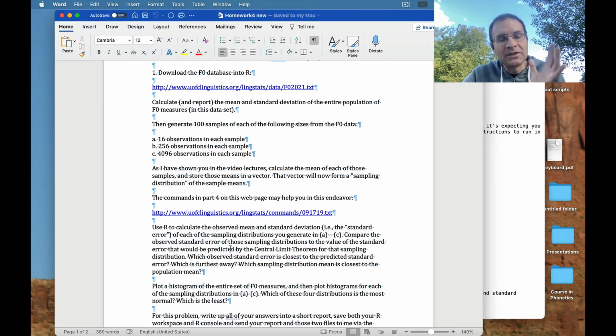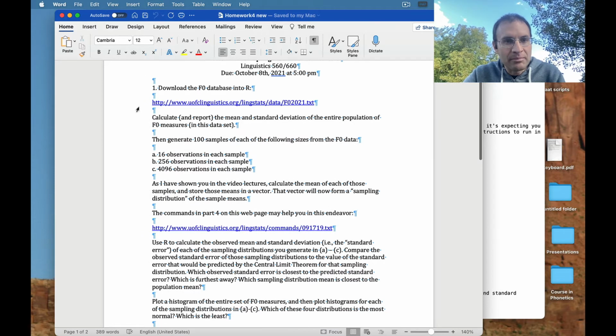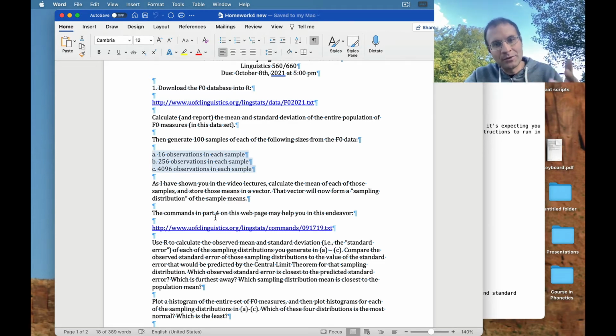There's a different sort of standard error that would be predicted by the central limit theorem for those sampling distributions, and you can base that on the population standard deviation and how many observations you have in these samples. And if you don't understand that, walk through the notes on the central limit theorem again, but those are 2 separate things. What you get directly from these sampling distributions and what you get indirectly from this population and the predictions made by the central limit theorem. That's what you're trying to compare here.